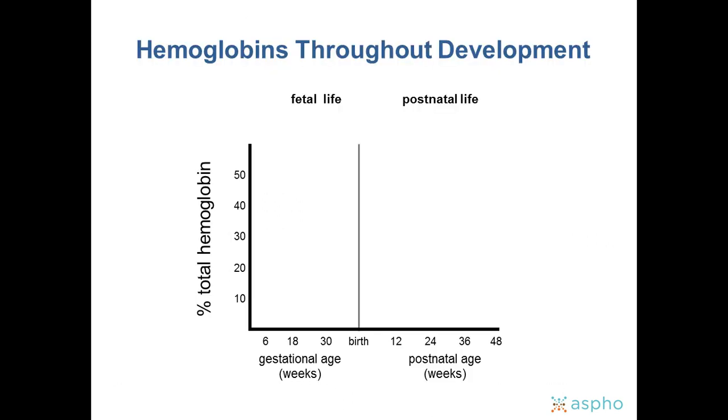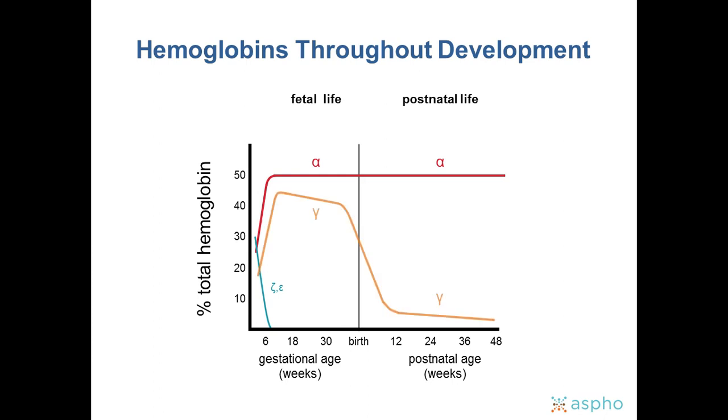Now these change dynamically throughout development, and so here we see on the x-axis age of the individual. The gray line is birth, prenatal, postnatal age, and this is percent of total hemoglobin production. And those embryonic globins, they really are not detectable after about 8 to 10 weeks of gestation. What you really need to concentrate on and remember are the fetal and adult globins. And so on the alpha side, that's pretty straightforward. The alpha-like globin is alpha itself during both fetal and postnatal life.